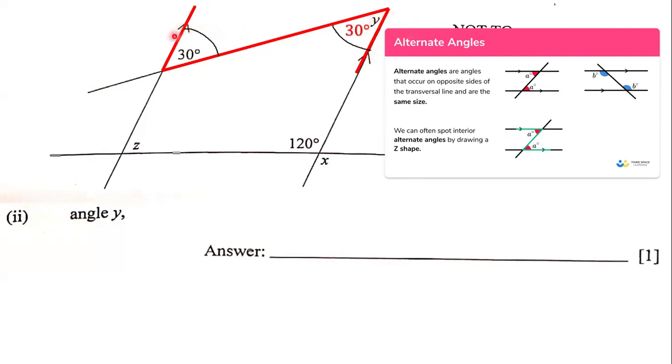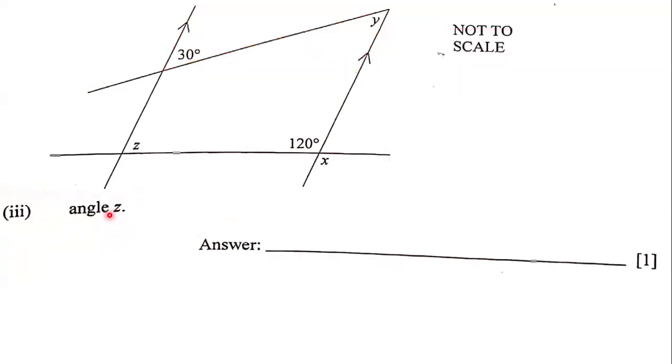This is because this angle right here is 30 degrees and Y is right here. These two angles are alternate angles, and so they must be equal in measure. And so if this is 30 degrees, that means that Y is also 30 degrees, because alternate angles are equal.